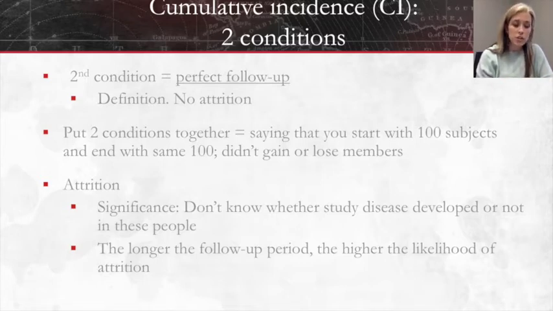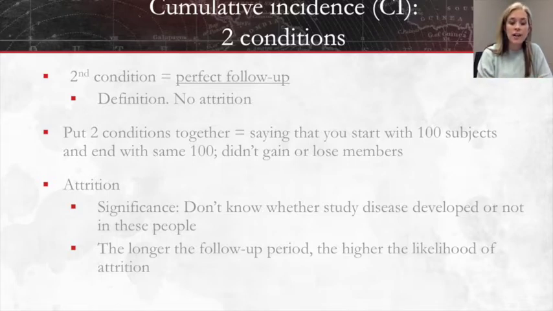Now, obviously, attrition can happen for different reasons. People may not return your phone calls when you're trying to follow up with them. People may not show up at the clinic. People may move away from the study catchment area. There are so many different reasons, and the longer you conduct the study, the higher the likelihood that attrition is going to affect your study population.